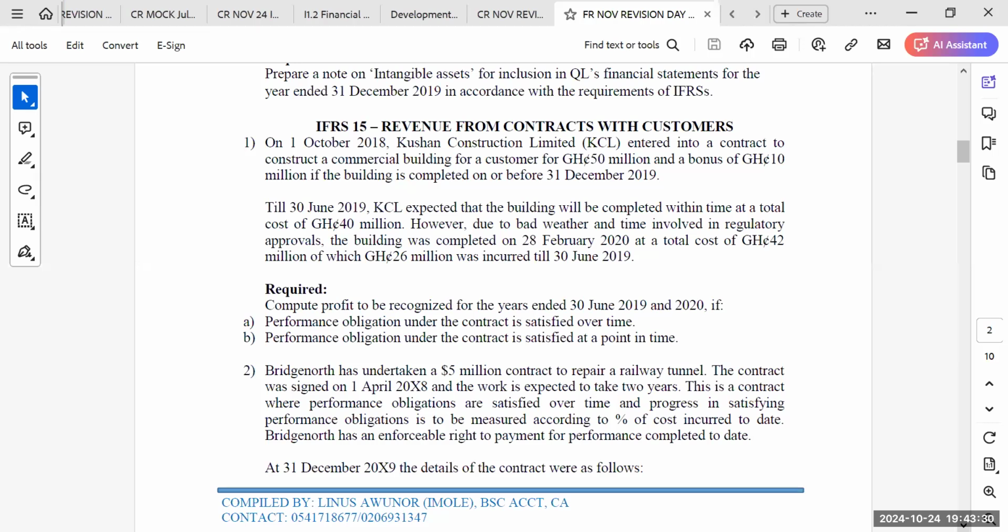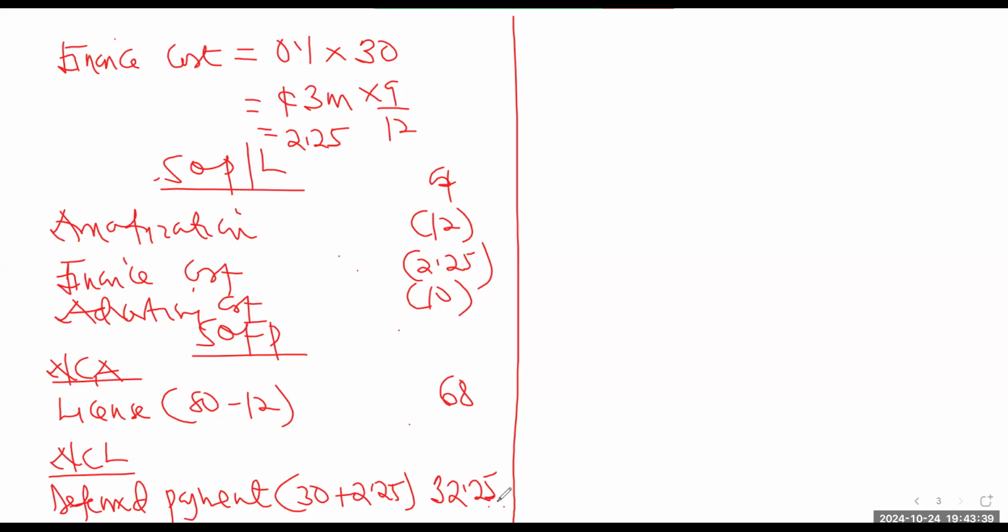Okay. So let's come to the A. Let's come to the A there and see what we can do. So that will be IFRS what? IFRS 15. So we have the question 1A. Okay. So question 1A is saying that revenue over time, isn't it? Yes, sir. So we do over time.